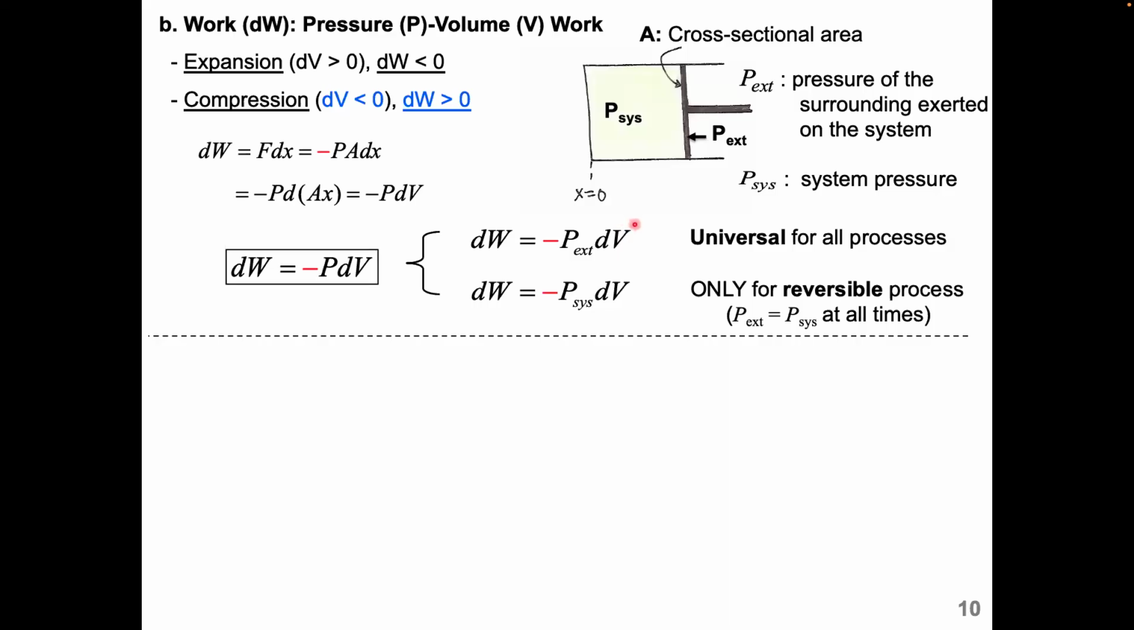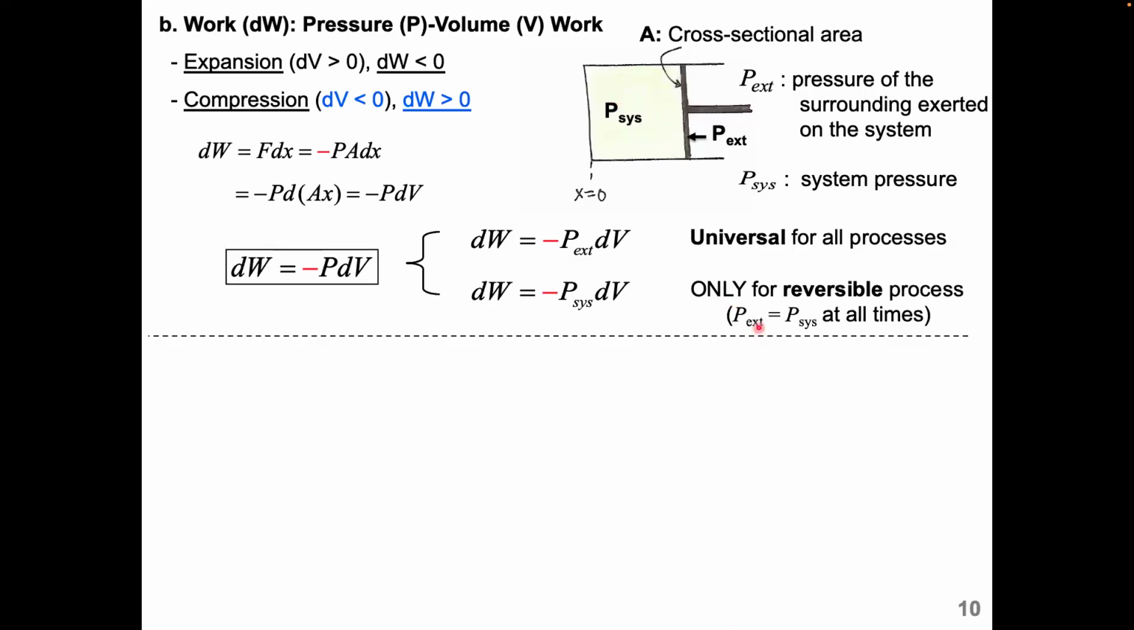Now, in a particular case, which we call reversible processes, what's happening is that your P external is always equal to P system. So then P external and P system can be used interchangeably. In this case, you can use dW is equal to minus P system dV. So system pressure and system volume.